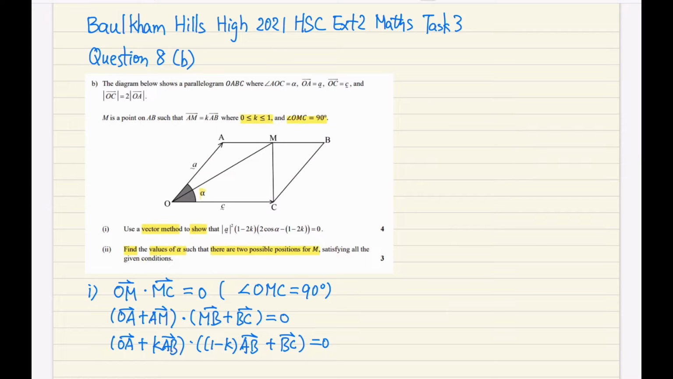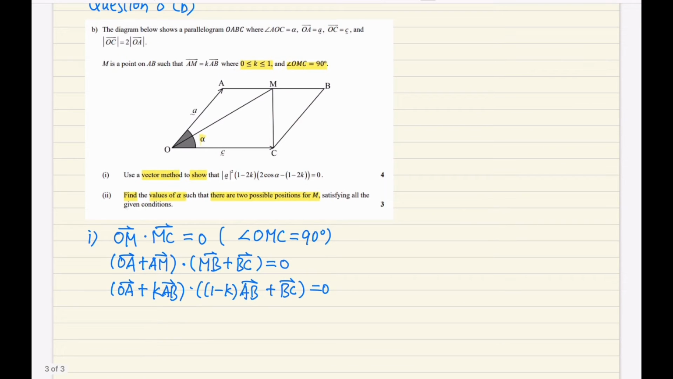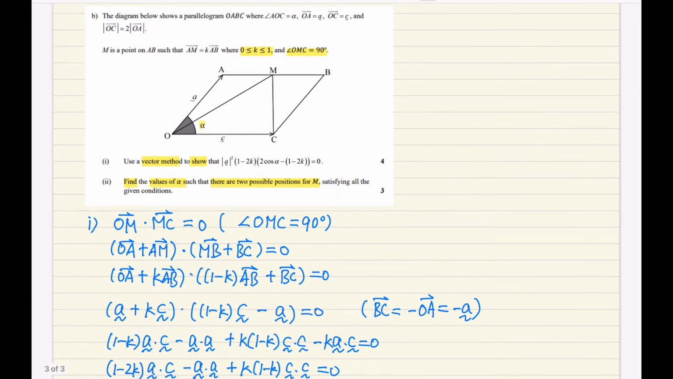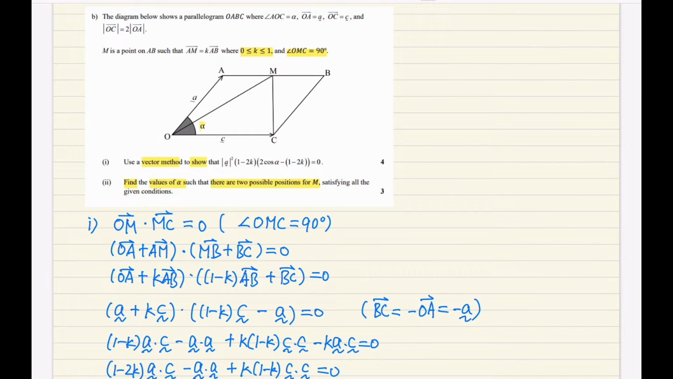AM is k times AB, that's a given. So MB will be (1 minus k) times AB, because AM plus MB is equal to AB. AB is the same vector as vector C, because they are opposite sides of a parallelogram and in the same direction. BC is parallel to OA but in the opposite direction, so here is negative vector A.